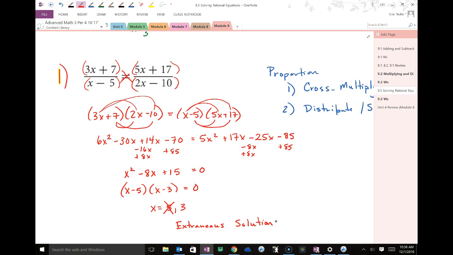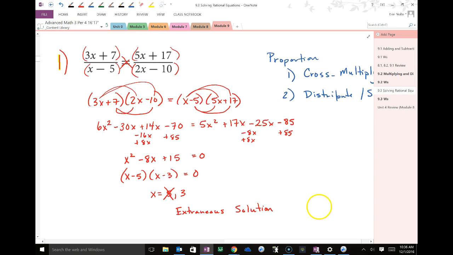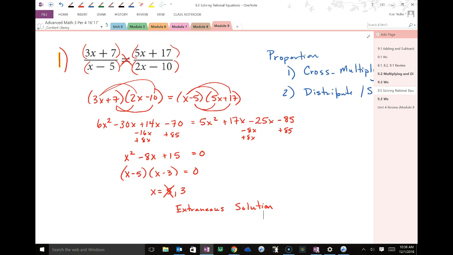What about 2x minus 10? That one's also 5 too. Weird. Okay. An extraneous solution is a solution that we get by solving, but if you plug it back into the original equation, it doesn't work. So it's possible that it's not just undefined, but it just doesn't work. Okay, so your solution is just 3 for this.